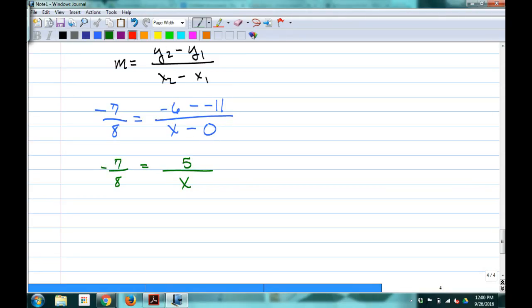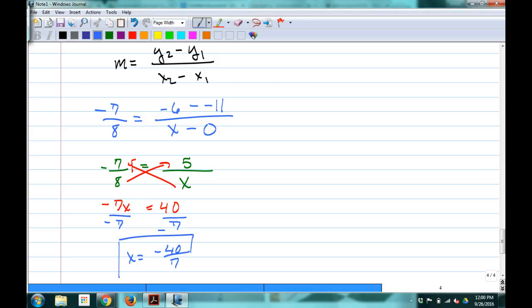And then now I got a pretty easy cross multiply here. That would be negative 40 and then negative 7x. What's the last step? Divide by negative 7. Negative 40 over 7 is our missing x coordinate. Not bad at all, really. Pretty easy thing.